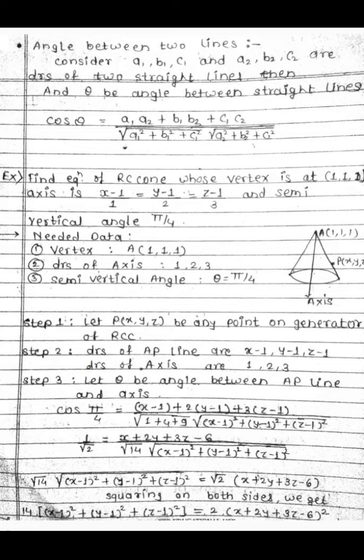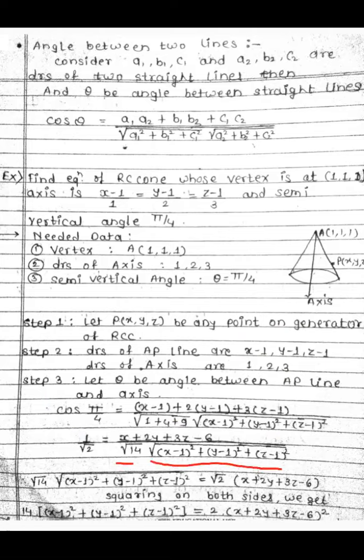The formula I already defined in the above lines is cos theta. The theta value I am putting directly here, it is pi by 4. So cos theta is equal to 1 times (x minus 1) plus 2 times (y minus 1) plus 3 times (z minus 1) in the numerator. That means take the multiplication of their direction ratios, and in the denominator take them separately squared, add them, and put under a square root. After putting these values into the formula, cos pi by 4 is 1 by root 2, and the numerator is simplified by opening the brackets, and the denominator is also simplified.